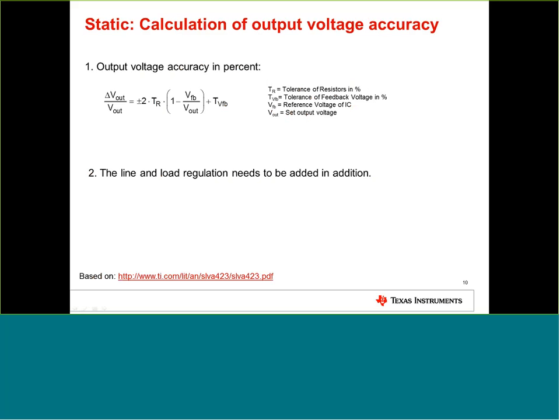Then we have the output voltage, and of course this is the output voltage you set the DC-DC converter to for the FPGA rail, and we have the T feedback voltage. This is the tolerance of the feedback voltage, also in percent. So this is quite an easy equation. Just put the values in, and you immediately get the maximum DC voltage accuracy of the selected DC-DC converter. On top of this result, you have to add the line and load regulation from the DC-DC converter as well.